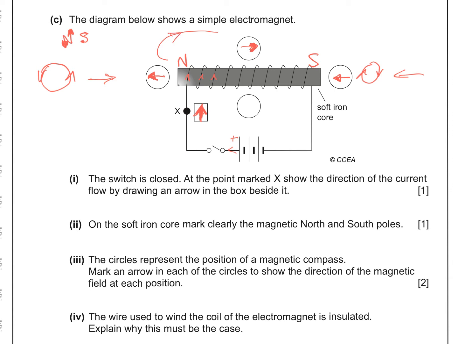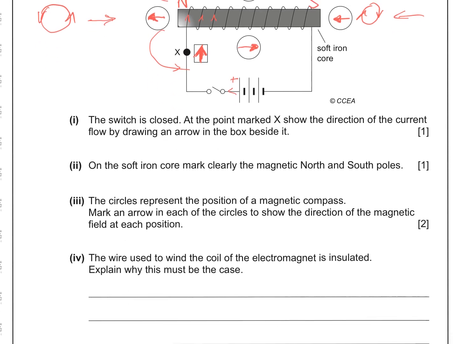And that's also going to be true here. It's going to be heading that way. So field leaves at the north, heads around and enters at the south. So these arrows all have to be consistent, coming out here, heading that way, going in there. Coming out here, heading that way, going in there. So the arrows can't disagree with each other.